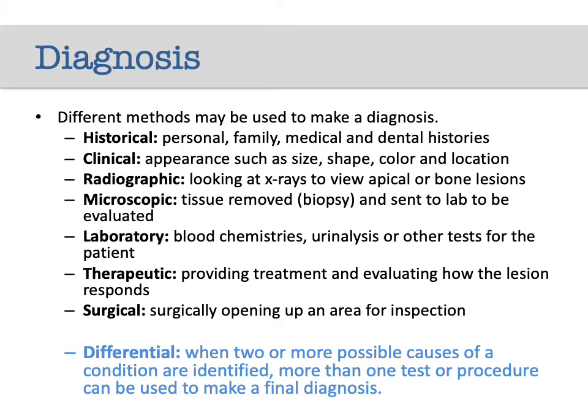A microscopic diagnosis means that tissue is removed, which is called a biopsy, and it is sent to the lab to be evaluated. A laboratory diagnosis is done using blood chemistries, urinalysis, or other tests for the patient. A therapeutic diagnosis is done by providing treatment and evaluating how the lesion responds to the treatment. And a surgical diagnosis means that you are surgically opening up an area of the body for inspection. A differential diagnosis is when 2 or more possible causes of a condition are identified, and more than one test or procedure can be used to make the final diagnosis.